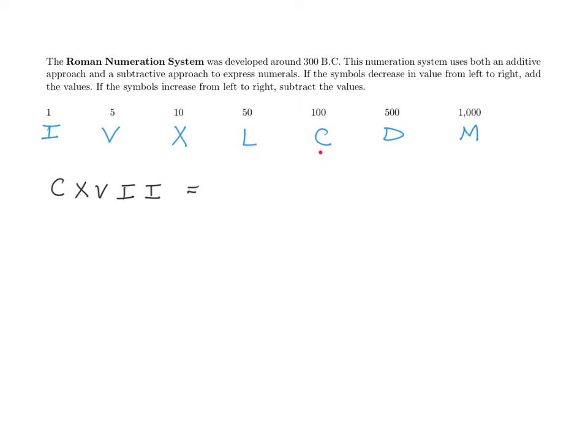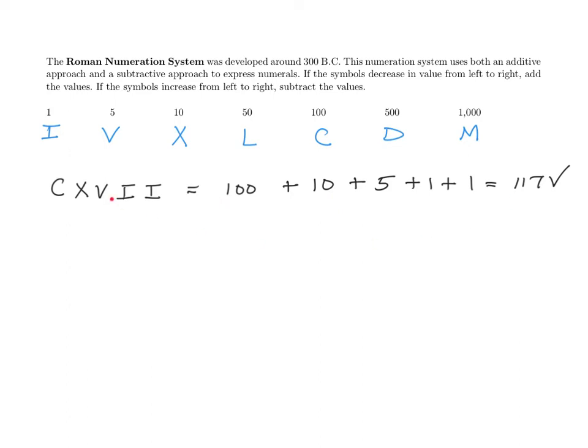So starting with C, that is 100, so I'll put 100. To that we will add X, which is 10. V is equal to 5. And both of the I's are equal to 1. If we add these together, we get 117. And that's it. So in some cases, very similar to the hieroglyphics. We are decreasing in value. We can simply write down what each value is equal to and add them together.